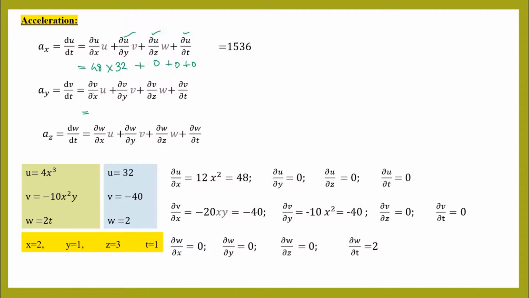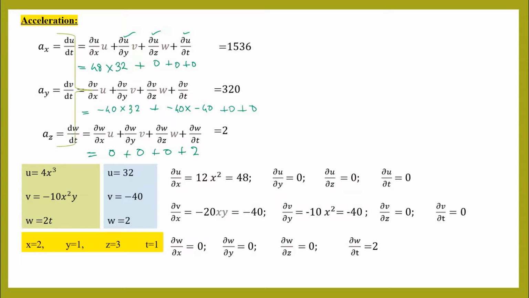And dou v by dou t. So dou v by dou x is minus 40 into u, which is 32, plus this one is again minus 40 into v, which is minus 40 itself. So when you find out, the value is 320. All other terms are 0. And for az, this one is 0 plus 0 plus 0 plus 2, so the value is 2.